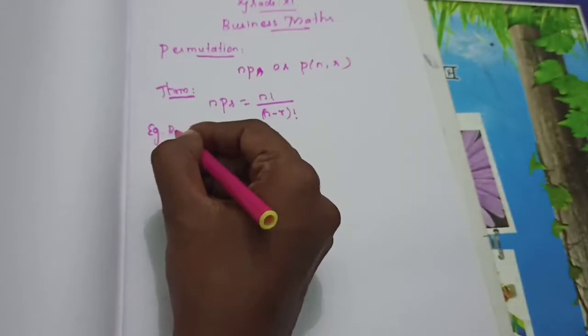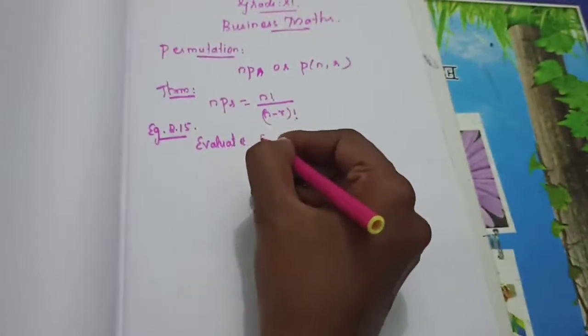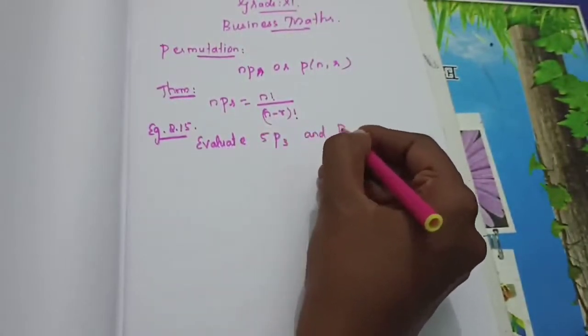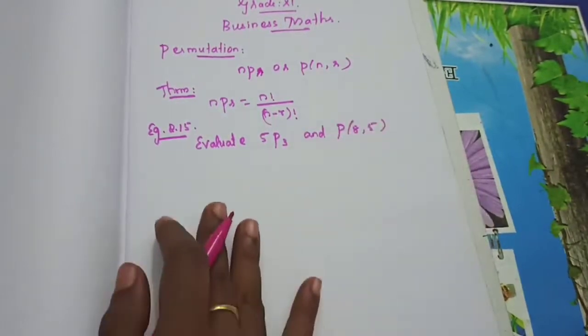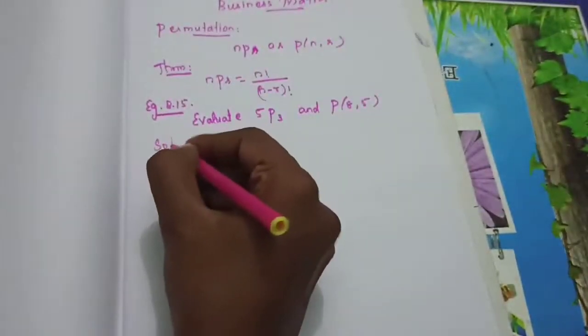Example 2.15. Evaluate 5P3 and P(8, 5). Both are the same thing. Solution.